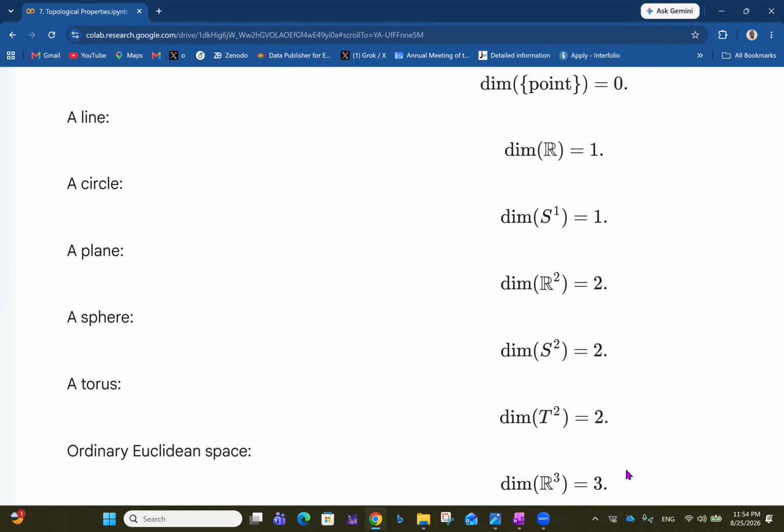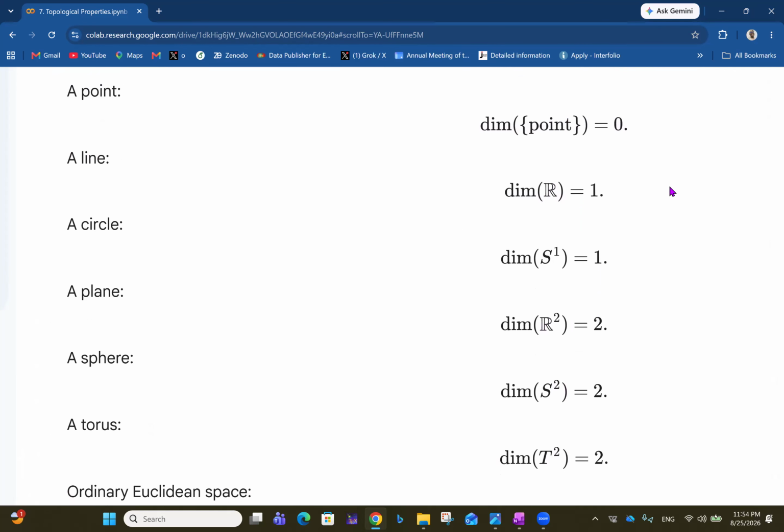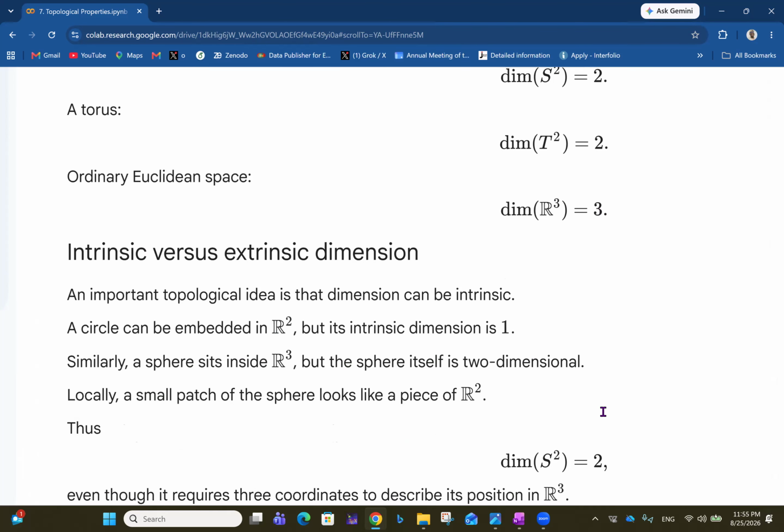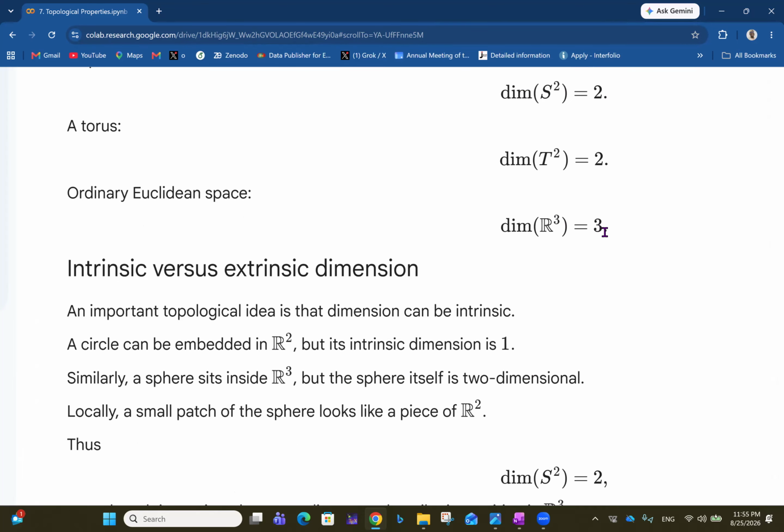So I mean, this seems easy. For a point, it's 0. For anything like R1, S1, they are all 1. But once you see 2 on top of anything, the dimension is 2. And when you see 3, the dimension is 3. So in three-dimensional real number space, you have 3 like this.